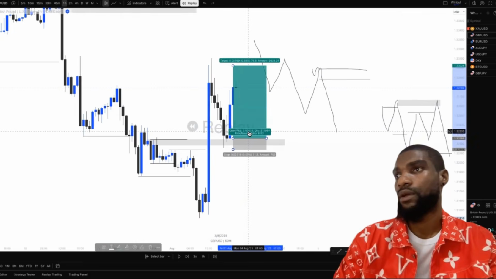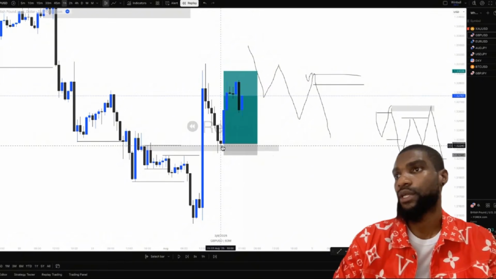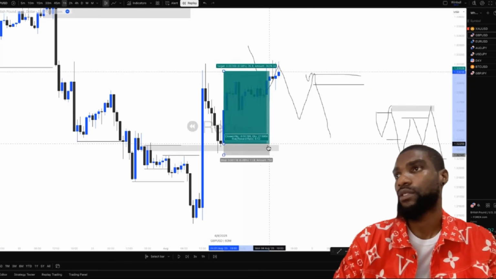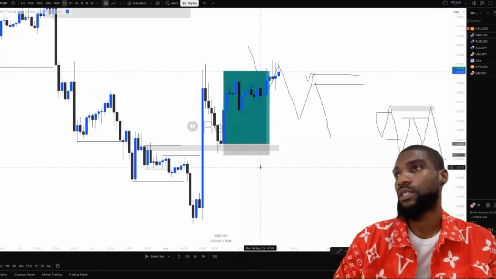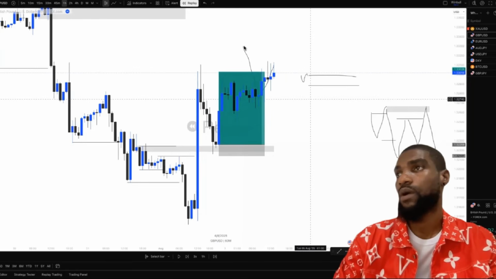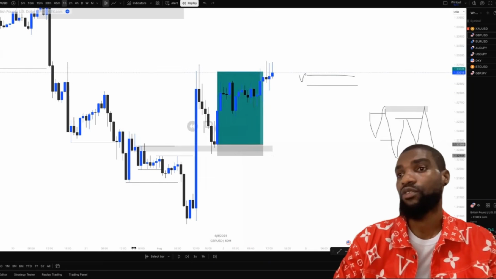Okay, so you can see how price came in, tapped us, and then moved up. Take profit hits. So this is exactly what I always look out for before I consider a breaker block entry, before I look for a breaker block entry.